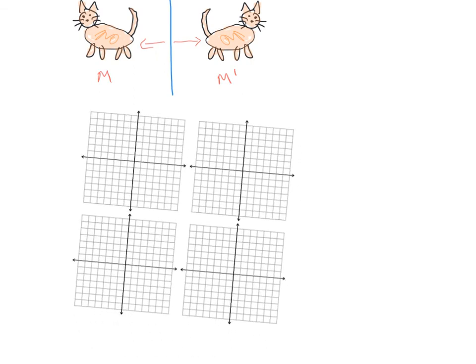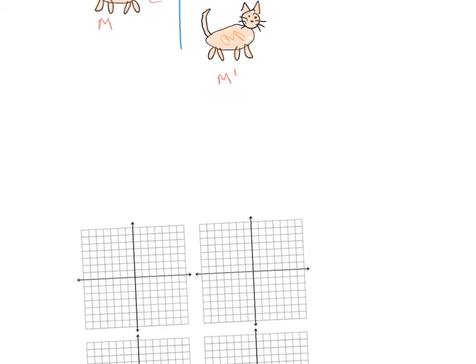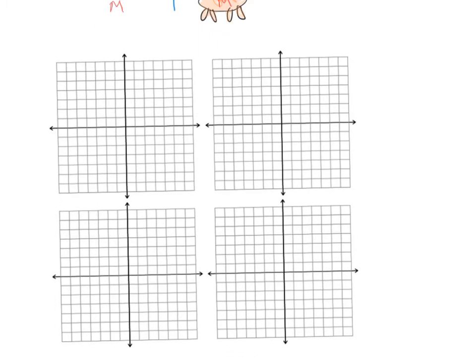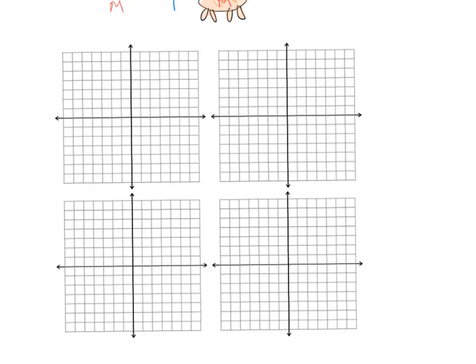So let's say we had a triangle here. We'll put this triangle here, over here, and over here. So this is our triangle, like so. It is 4 on the base and 3 up high. And we'll call this original triangle M.